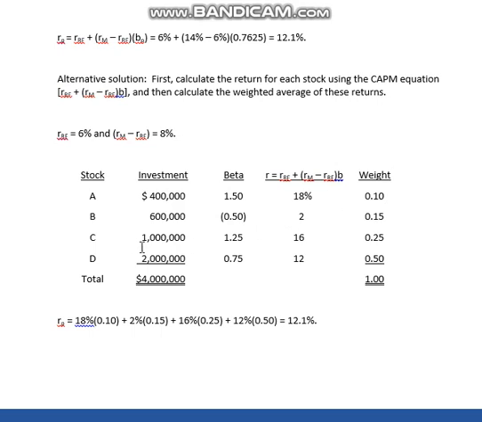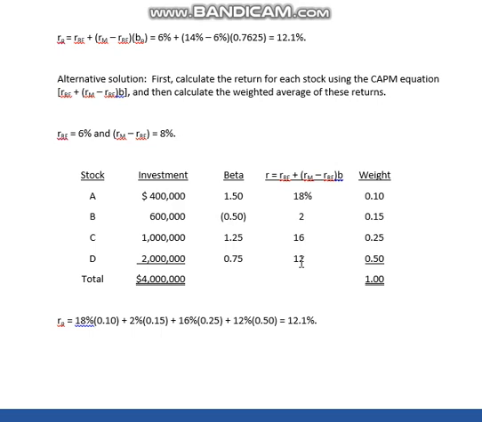For stock C, investment $1 million, beta 1.25, weight 0.25, and the required rate of return for stock C is 16%. And finally, for stock D, the investment is $2 million, beta 0.75, the weight is 0.5, and the required rate of return equals 12%.